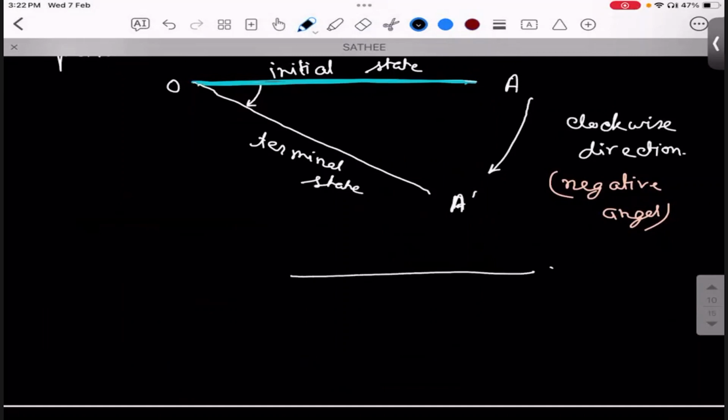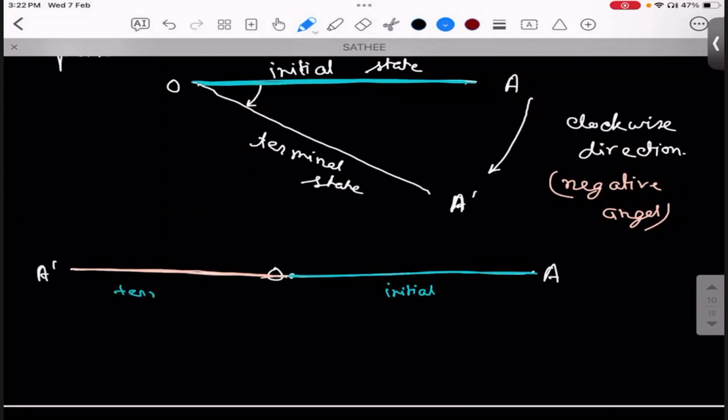This is our OA, and the later position was this OA dash. This is our position O. So this is our initial ray, and the red one is our terminal ray. Okay, this is our initial.